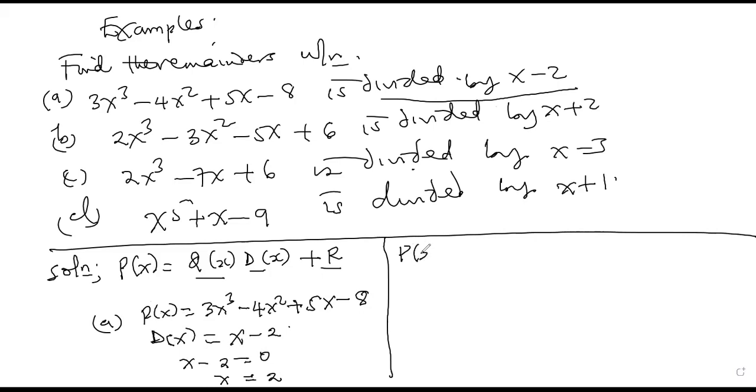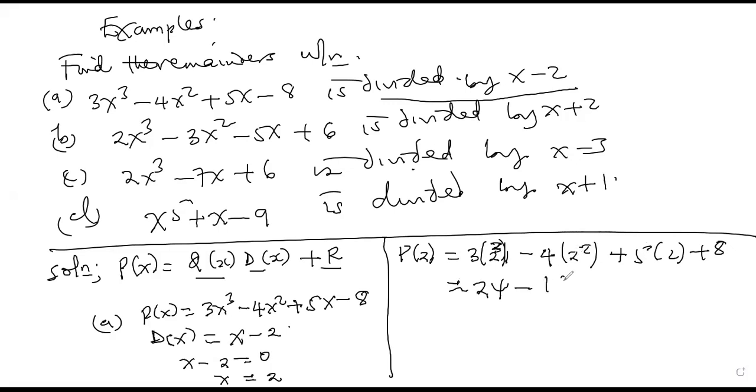So P of 2 is going to be equal to 3 times 2 cubed. Wherever there is x, you'll go putting a 2. Minus 4 into 2 squared. Then plus 5 times 2, then minus 8. So P of 2 is going to be 8 times 3, that is 24, minus 4 times 4, 16, plus 10 minus 8. 24 minus 16 plus 10 minus 8. This one will give you 10. But remember, we said that P of the divisor's root here is giving us the remainder. It means that the remainder here is equal to 10. As simple as that.